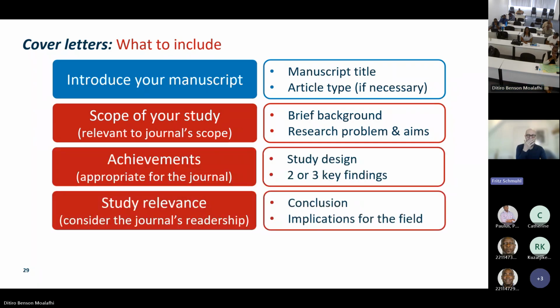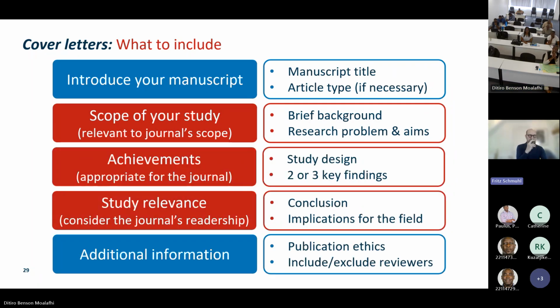Similar to the way you're going to structure your manuscript, you see that reflected again in the way you will structure your cover letter. So what should you include in that? First of all, and again, being concise is really key here.